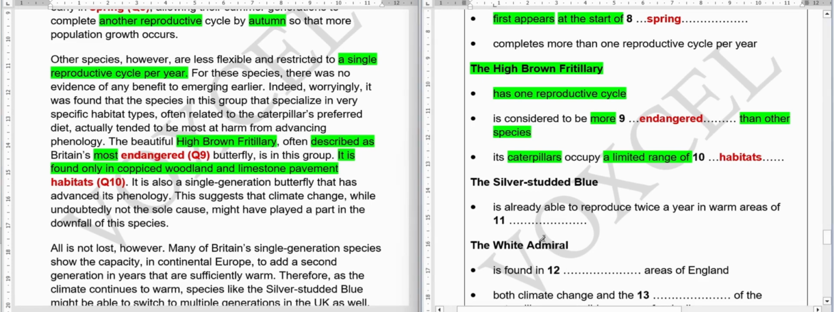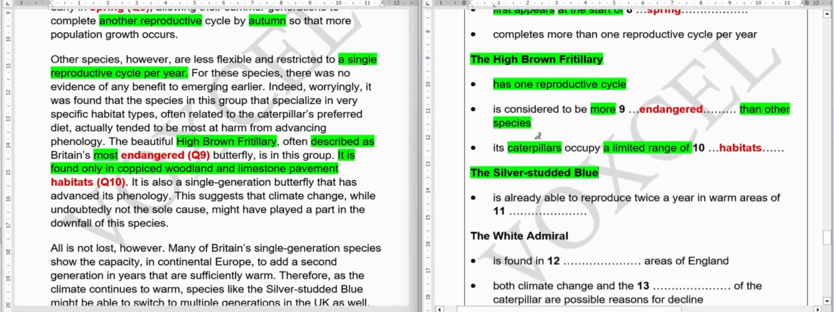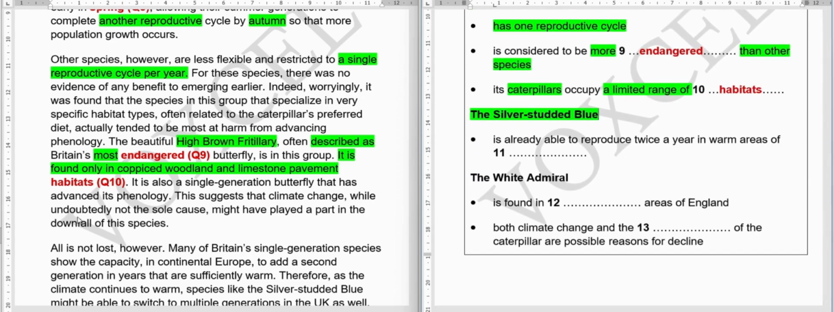Moving on to the next one, the silver studded blue. Okay, so we have read about the small blue and the high brown fritillary. Now we have to find out the silver studded blue. The question is saying is already able to reproduce twice a year in warm areas of. Again, of refers to some sort of place. Warm areas, we have already been given warm areas. Let's see where these warm areas are.